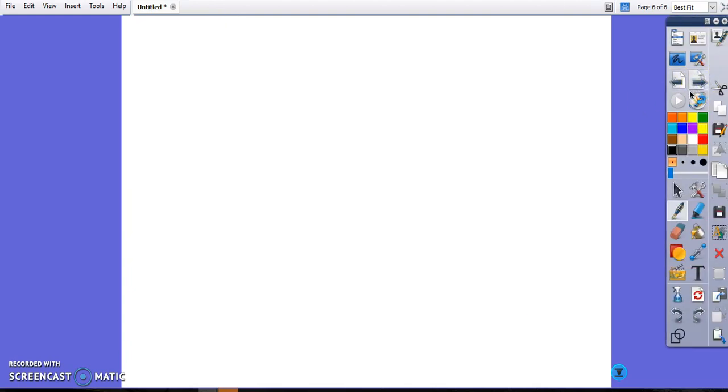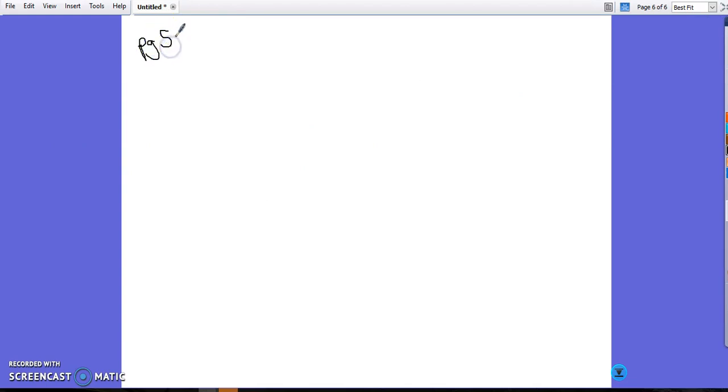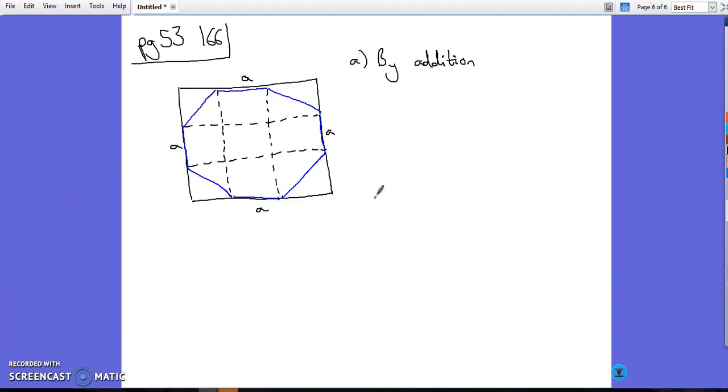So our final question that I'd like to do is also on page 53. And it's question 166. Pause the video, take a look, see if you can do it yourself. So I've paused my recording and I've created a little sketch of the sketch that's provided in the book under question 166. And we need to find out the area of this shape. The perimeter of it is in blue here.